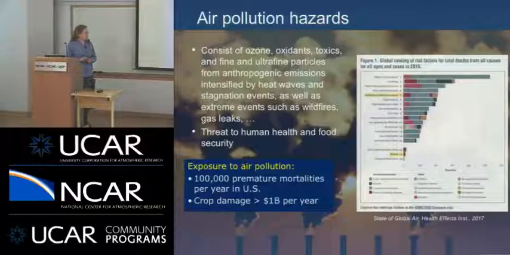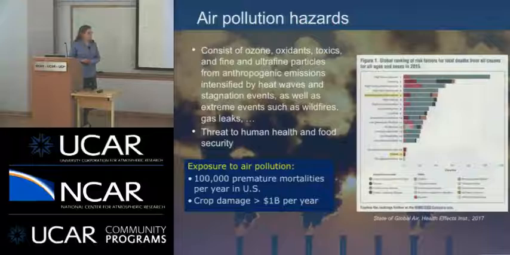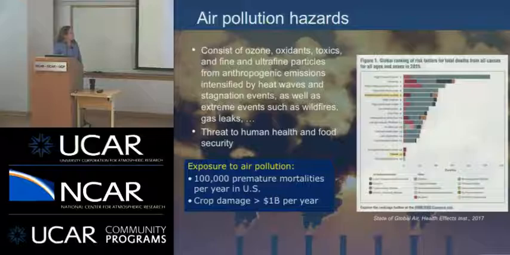In the U.S., 100,000 premature mortalities are attributed to air pollution. Crop damage around the world is up to $1 billion per year in crop losses. And this recent report from the Health Effects Institute shows that ambient particulate matter is the fifth leading cause of death in 2015.